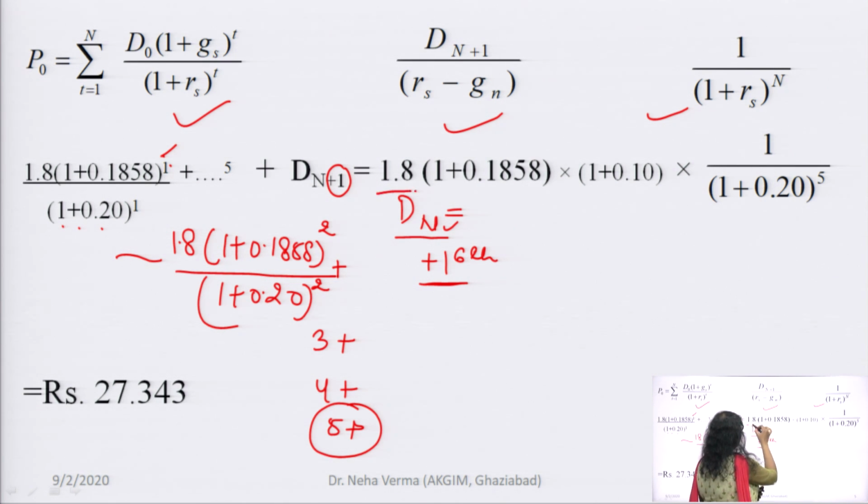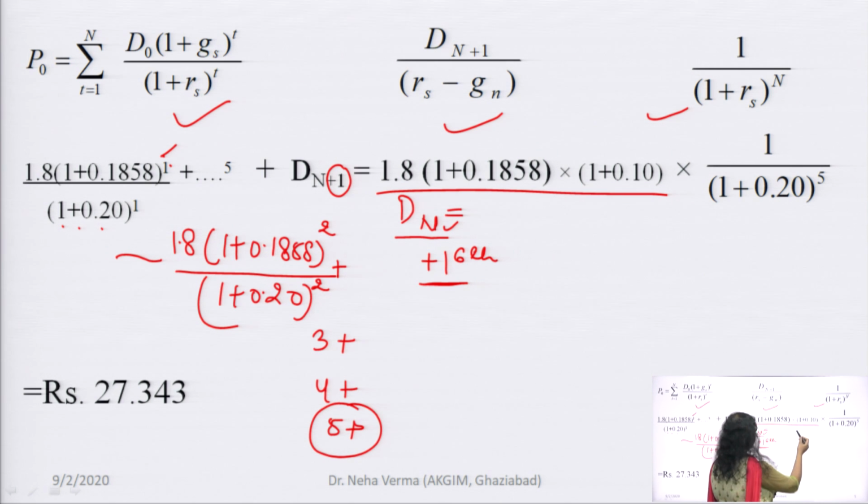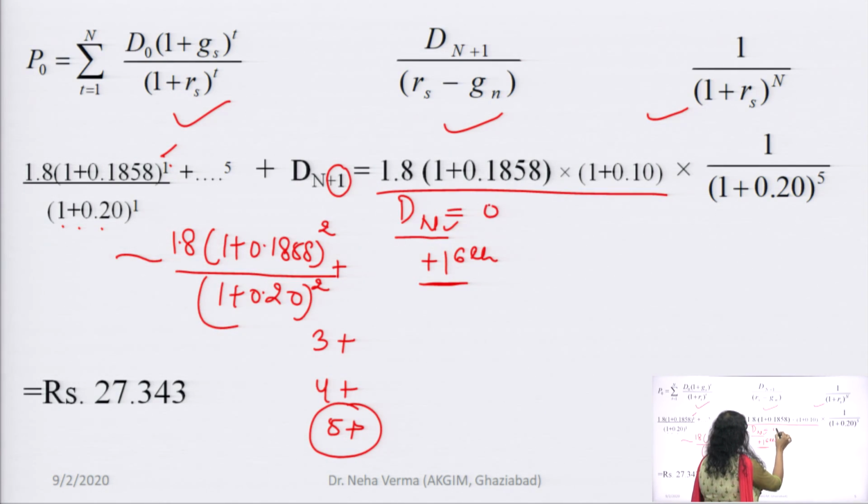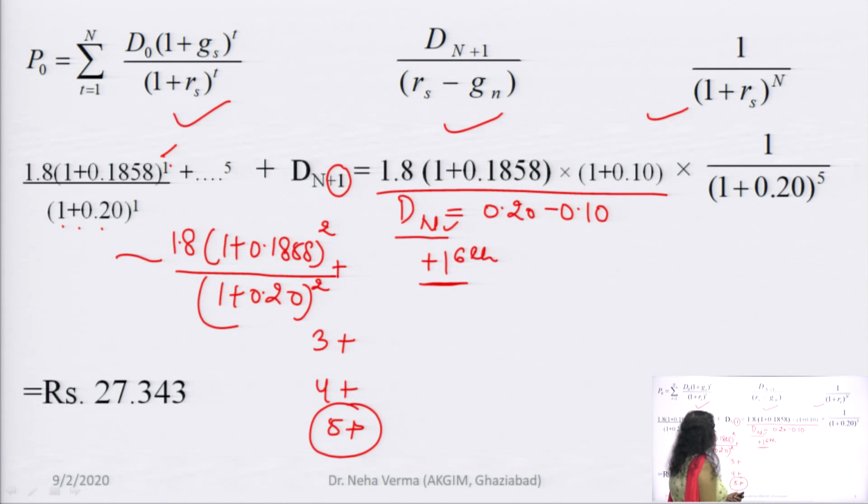So this is the terminology that will be used in the question. Then it will be divided by rs minus gn. The value of rs, as in the question, was 0.2, and the value of gn is 0.1. It will be divided by 0.2 minus 0.1. So this is how dn plus 1 divided by rs minus gn will be calculated in the case of phase 2 in the equity valuation two-stage growth model.